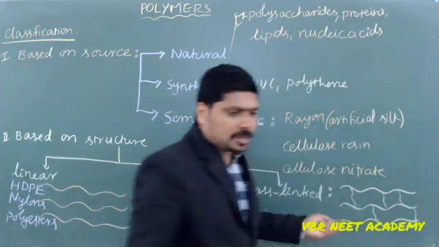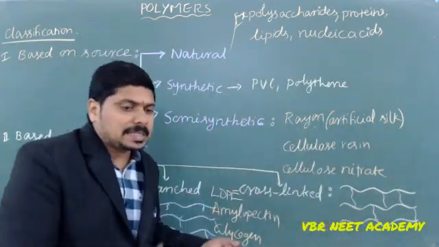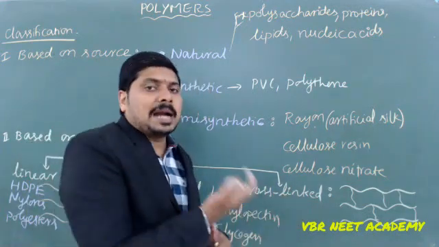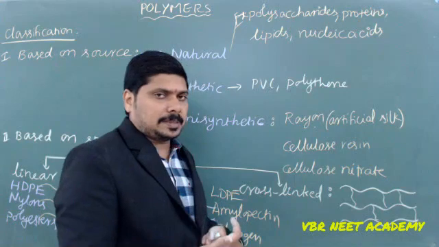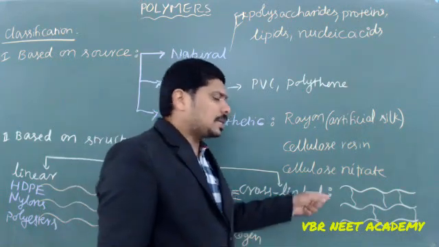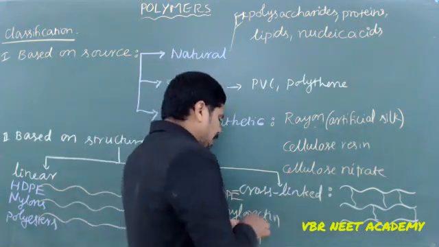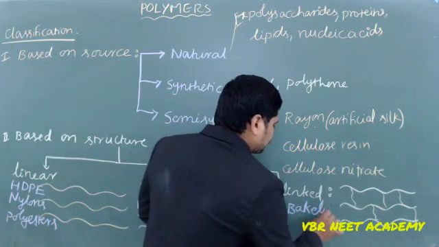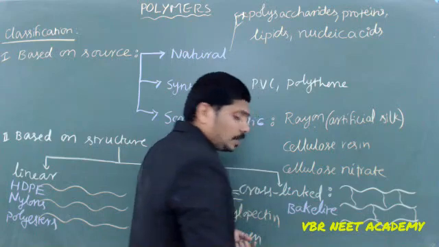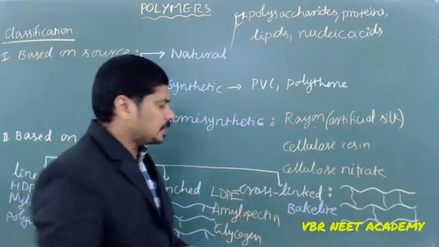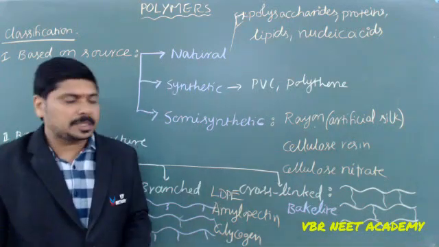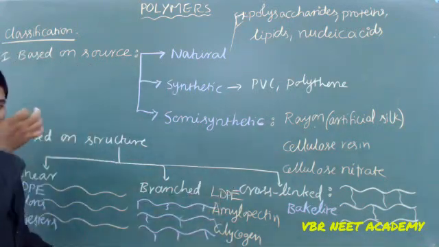So the chains are going to be forming cross-links between them so that they are going to get more hardness, more brittleness. So they are going to be called cross-linking polymers. For example, you can take bakelite and melamine formaldehyde resin. Melamine formaldehyde resin and bakelite come under cross-linked polymers.